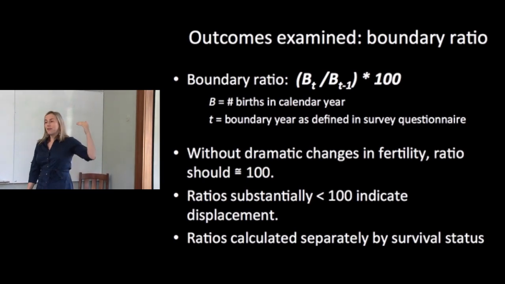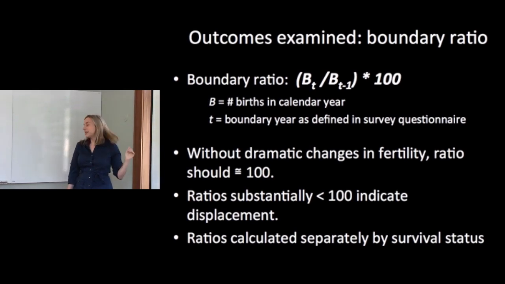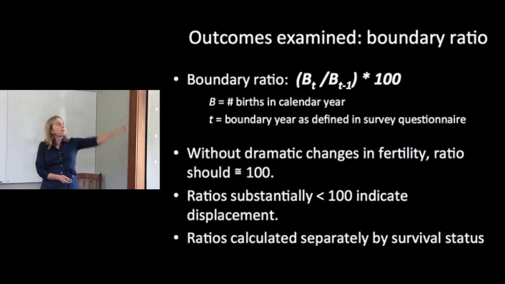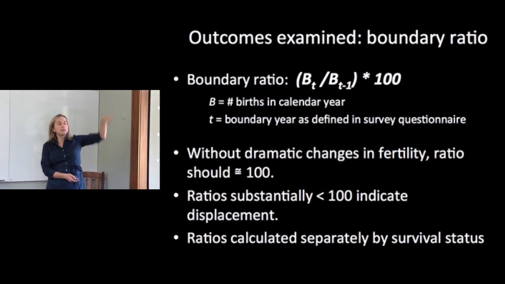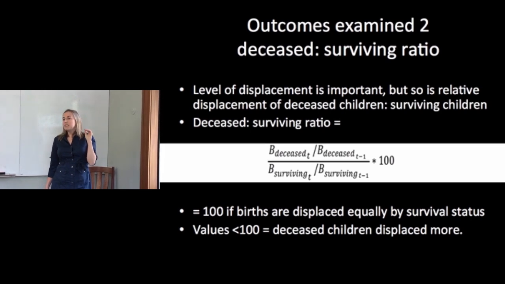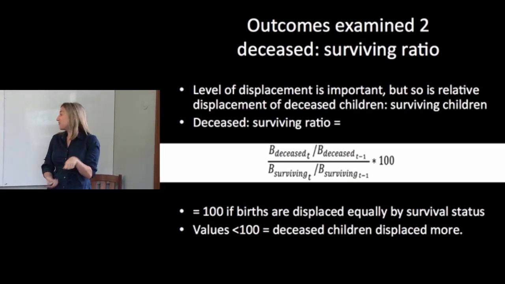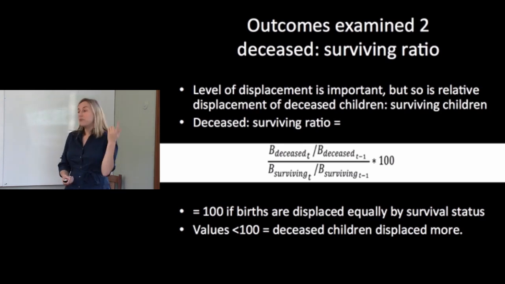If it's substantially below 100, that is a good indication of displacement. Now again, if it's 95 or 105, I'm not worried. If it's 70, we're worried. I'm calculating this separately for living and dead children. And then we care not only about the level of displacement, but also the ratio of deceased to living displacement. If they're displaced equally, that doesn't really affect infant and child mortality. If dead kids are displaced way more, that really has an impact.